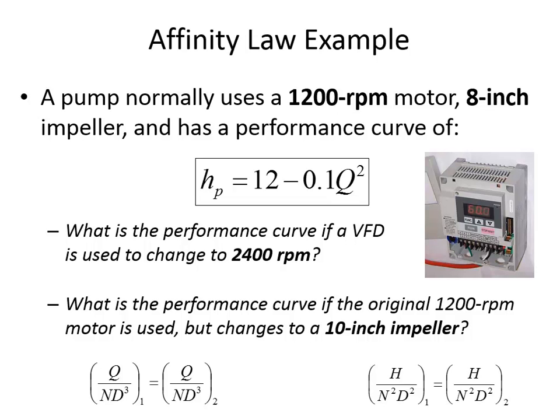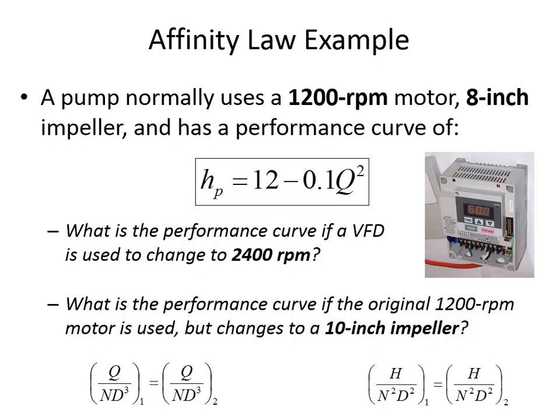Okay, so what we have is Q1 divided by D1 cubed equals Q2 divided by D2 cubed. And then we're also going to have to use H1 divided by D1 squared is equal to H2 divided by D2 squared. So these are the two that we're going to be substituting things into.